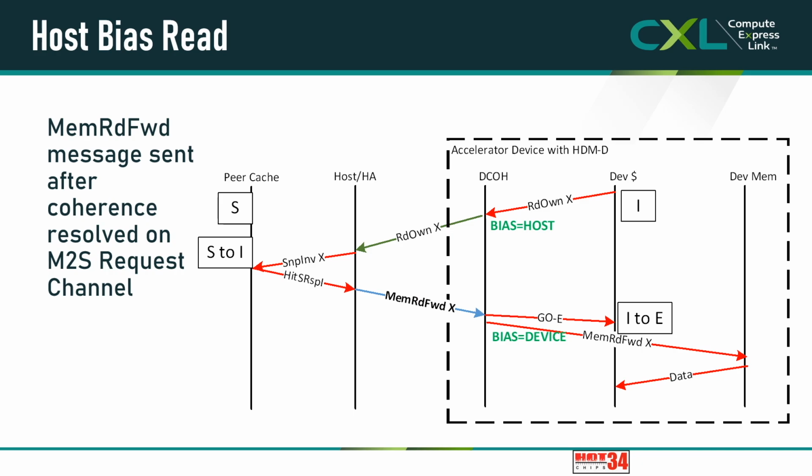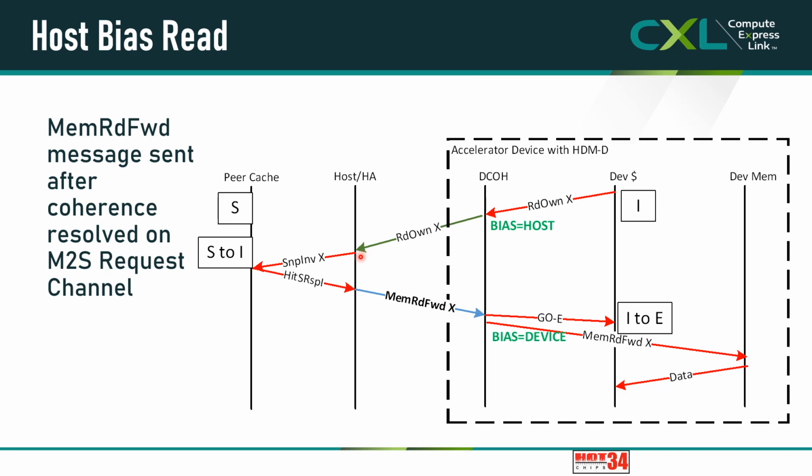Okay, so let's look at a flow, kind of showing the different pieces I described earlier. So we're going to do a read where the bias state is host bias. You'll notice this dashed line is the boundary of the device. The device cache has a couple different elements within it: the device cache itself, the decode, the arbiter of coherence, and device memory. In this case, the device cache starts in I. It sends the read-own for address X to the decode. The decode looks up the bias table, finds that it's in host bias, so it sends that read-own on the external CXL interface towards the host.